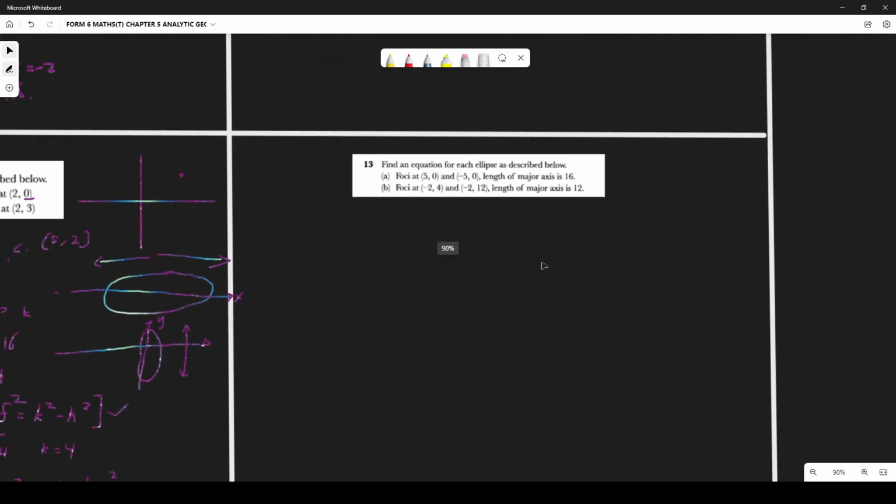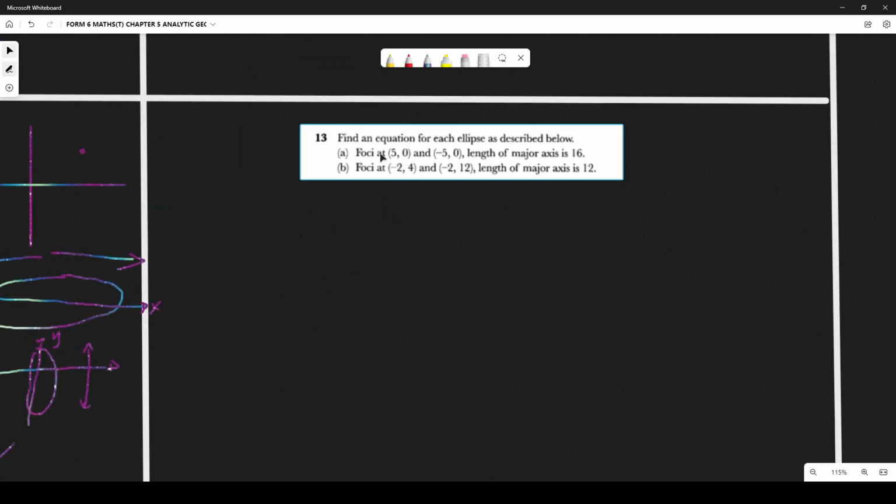Okay, let's see a better question for ellipse. Foci at (5, 1) and (-5, 1). So from this itself, you already know that 5 and negative 5, so it's going to be here and here. So you already know it's here, and the major axis is 16. Major axis is 16. So it's going to be like this somehow.